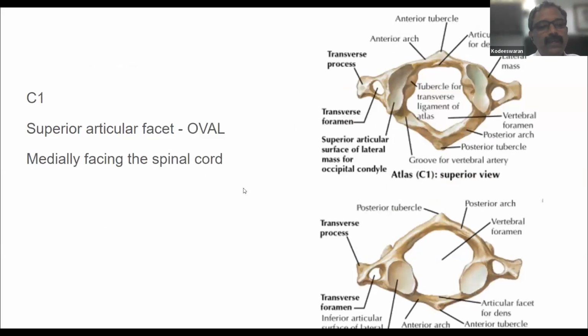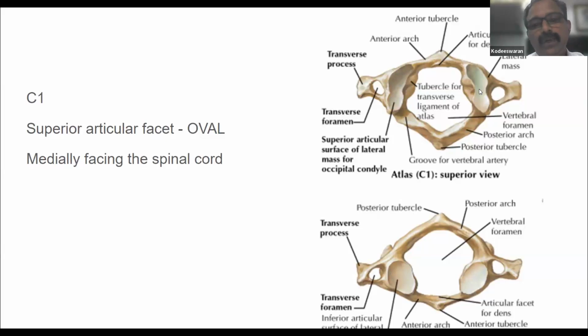Coming to C1, the important point is that it does not have any vertebral body. So it has an anterior arch, posterior arch, and transverse process. In between these arches and the transverse process, this area is called the facet. That is the superior articular facet. In the inferior surface, it is called the inferior articular facet. These two facets, superior and inferior articular facets, together form the lateral mass of C1.